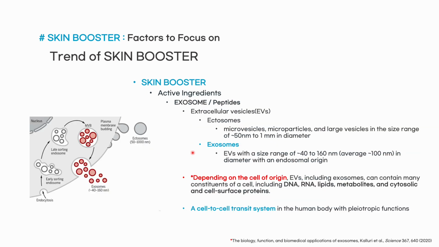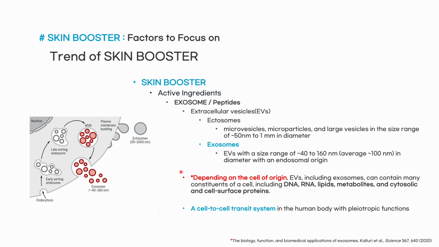And the rising star, exosome. What is the exosome? Cells communicate with each other through extracellular vesicles. There are two types of extracellular vesicles. One is ectosome, which is secreted in the form of membrane budding. The other is exosome, containing various intracellular substances, formed through the process of endocytosis.